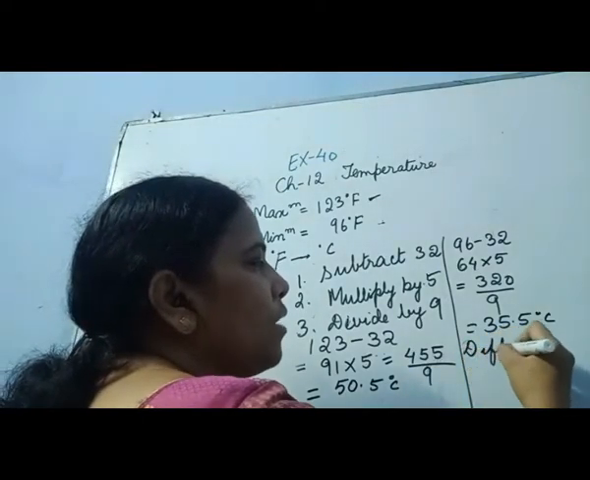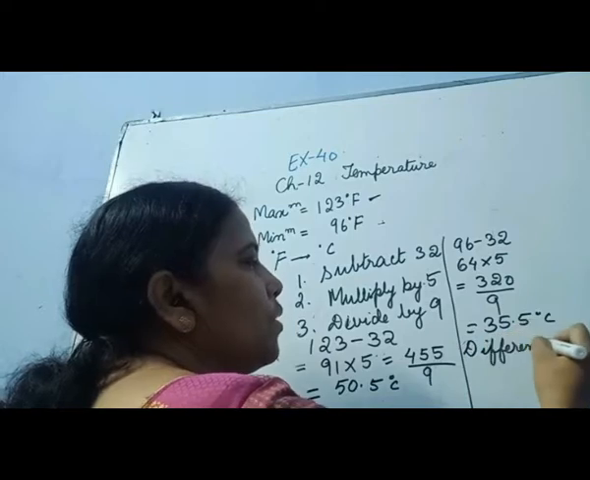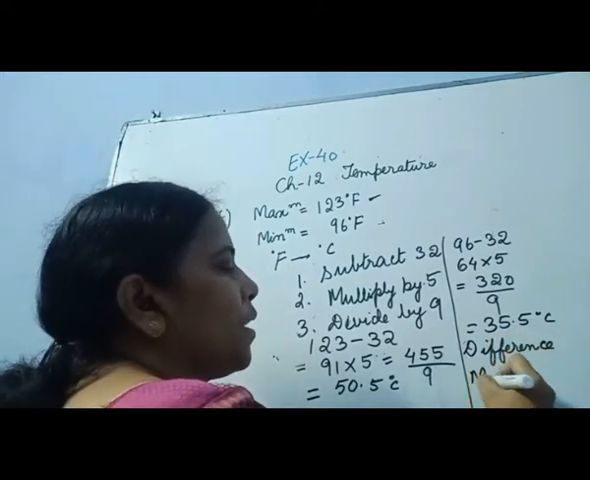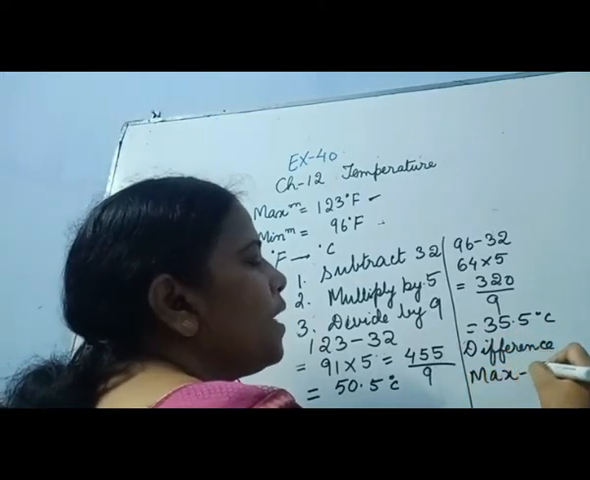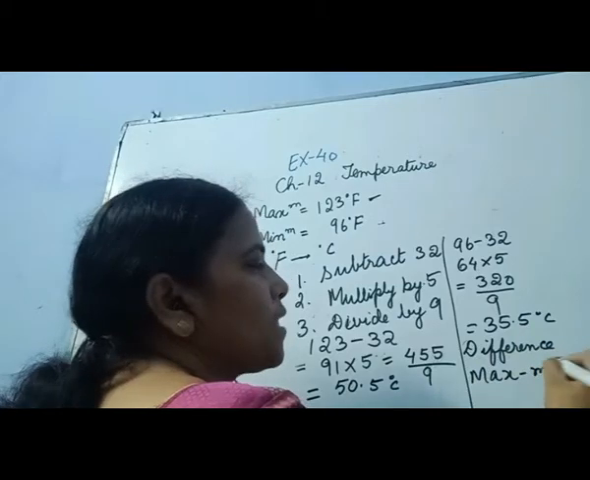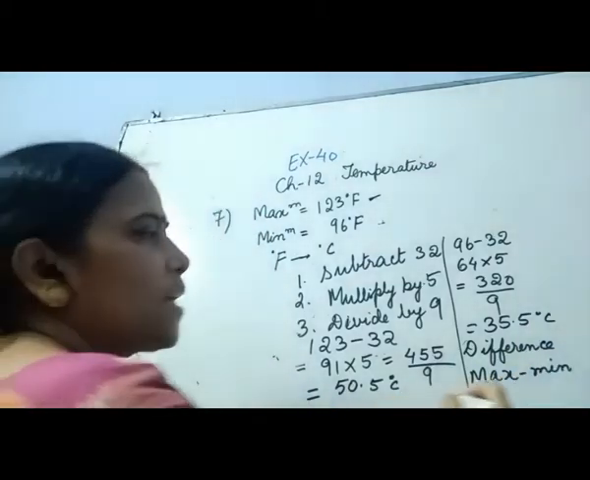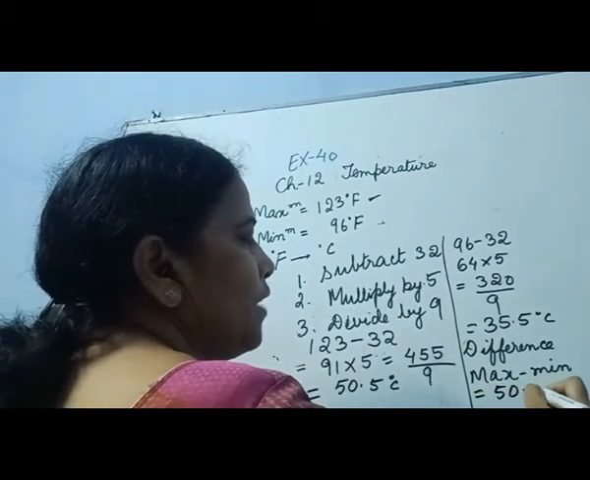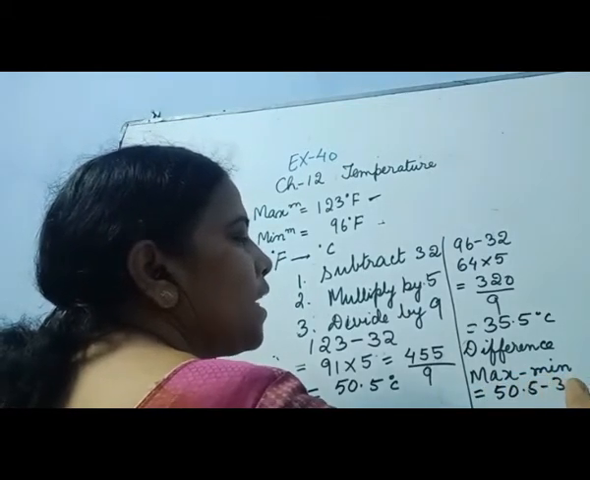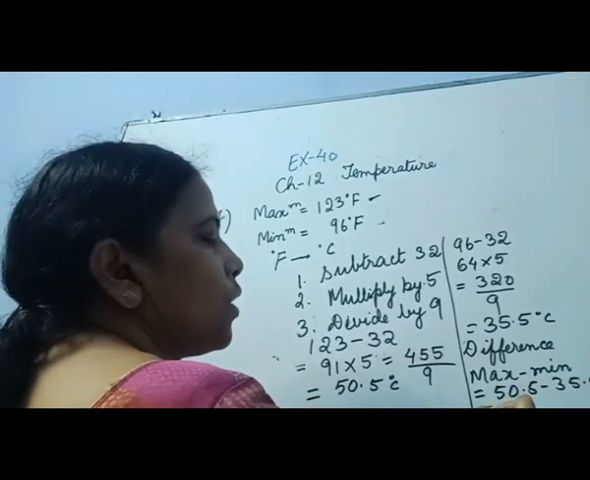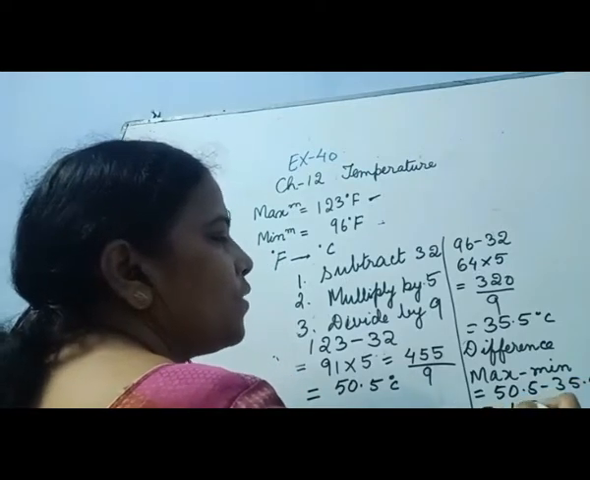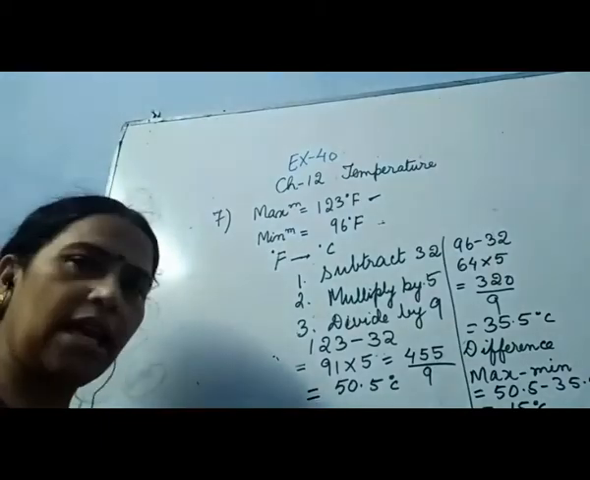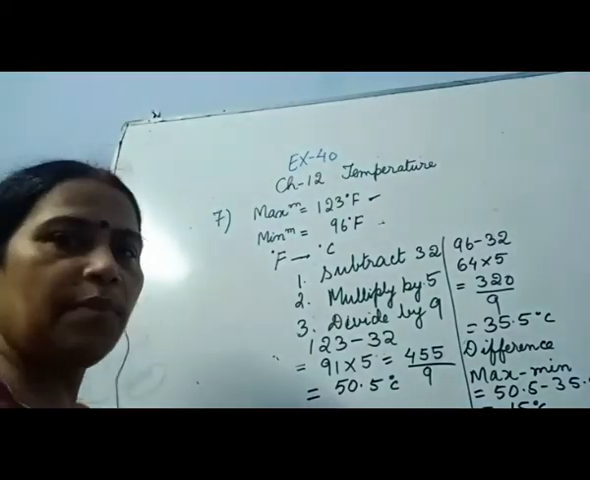To find out the difference, what do we do? We subtract minimum from maximum. Your maximum is 50.5 and the minimum is 35.5. So what are you going to get? You will get 15 degrees Celsius as the difference of the temperature.